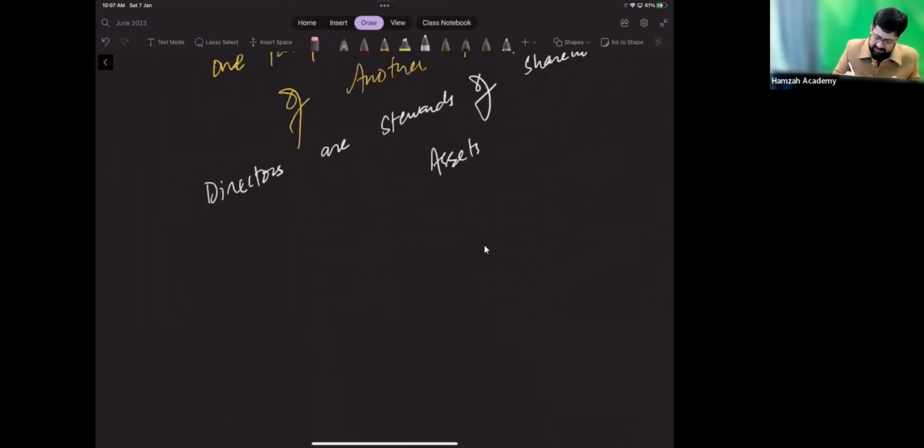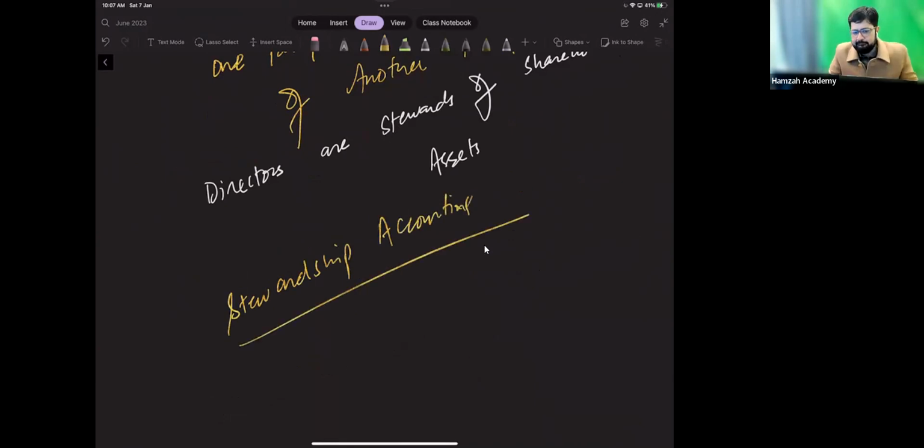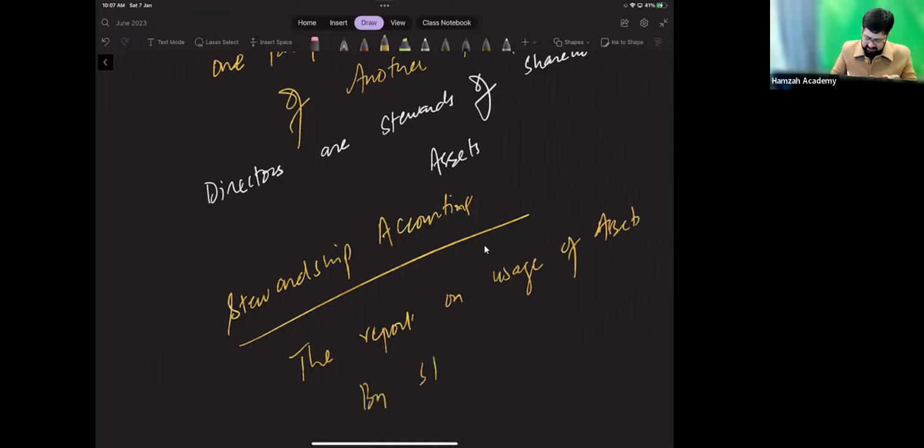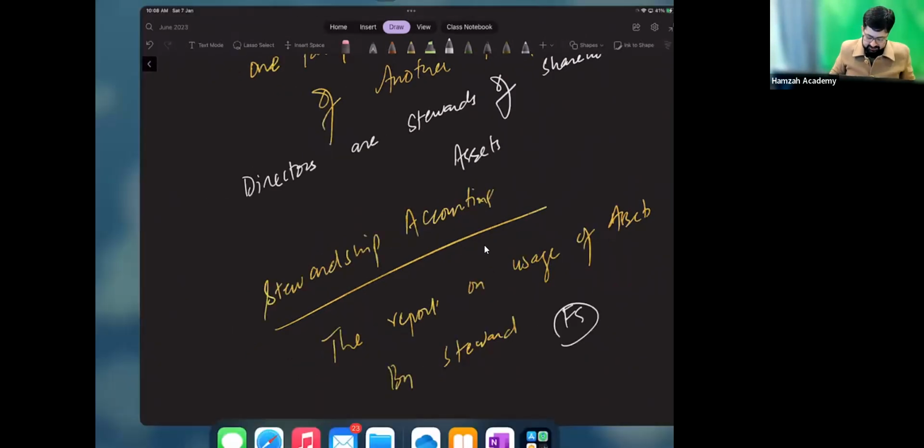Now, then there is a term, stewardship accounting. What is it? The report on usage of assets by the steward, how they have used the assets. The report on that is called stewardship accounting. Financial statements of a company are stewardship accounting because directors are preparing the statements and reporting to shareholders. Stewardship accounting. I hope this point is clear.